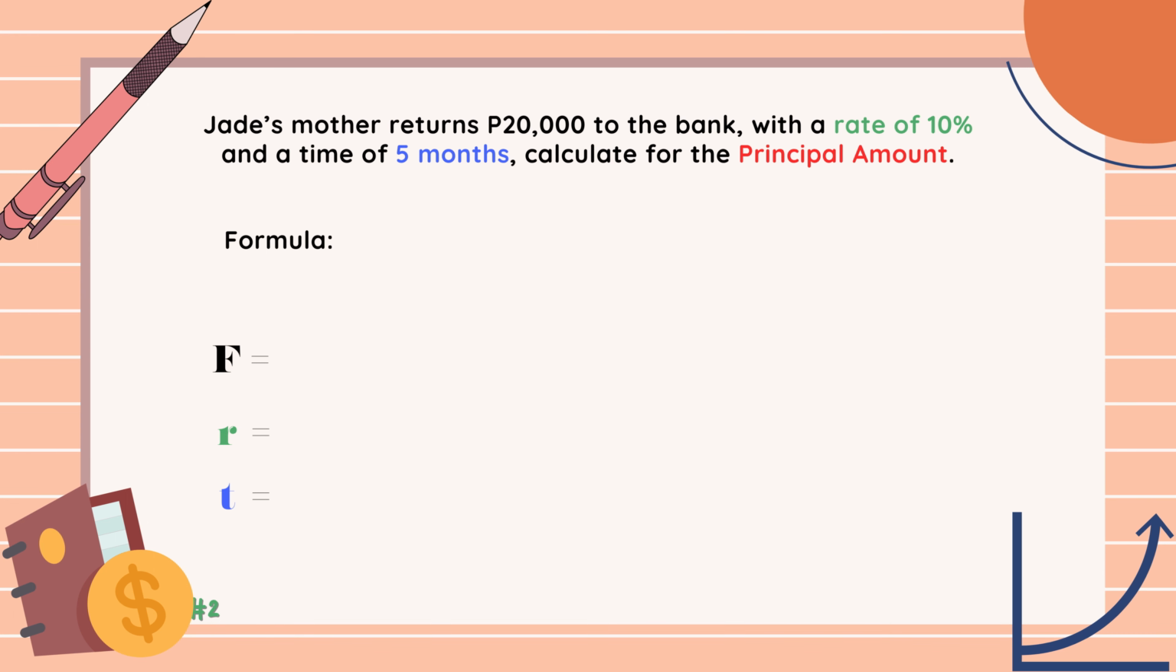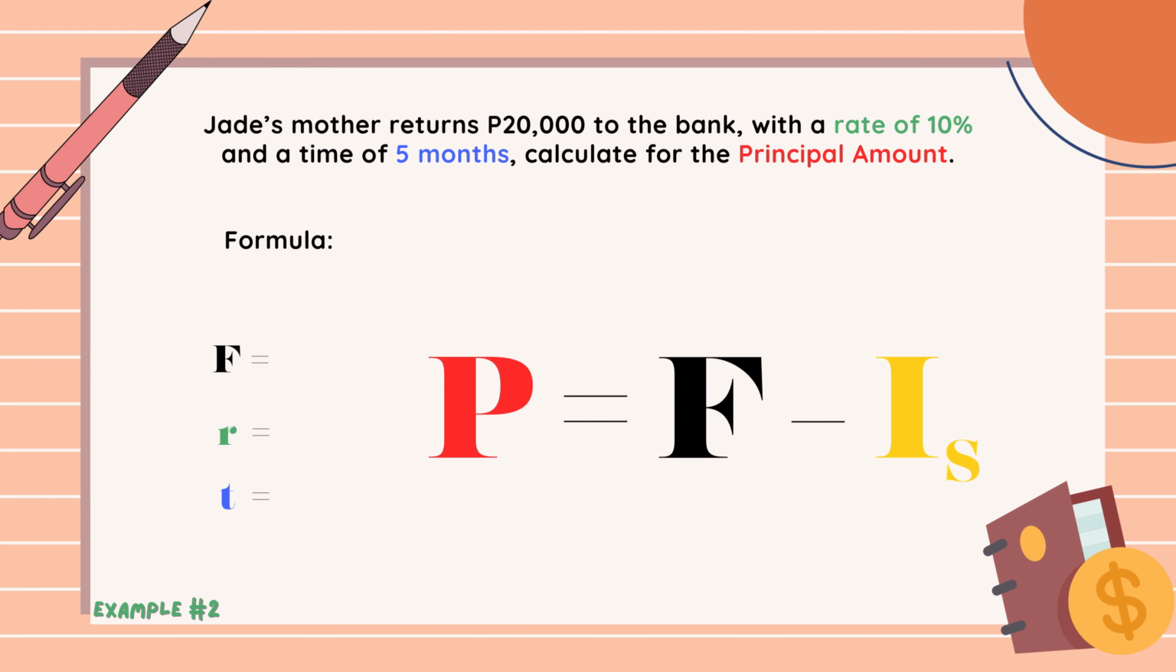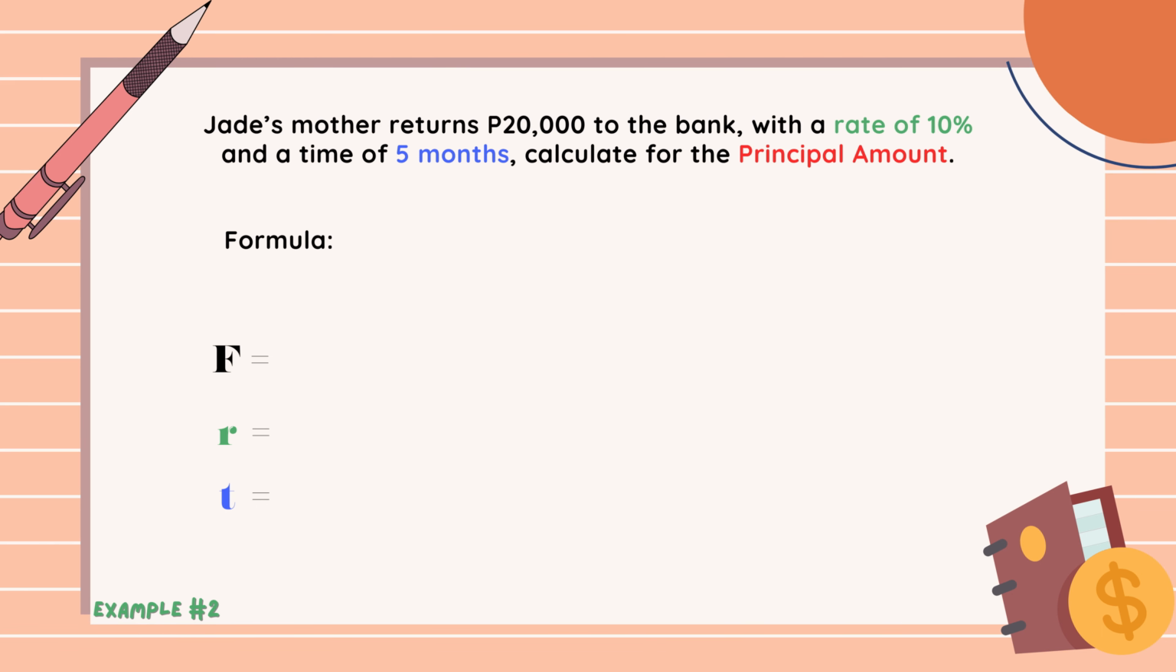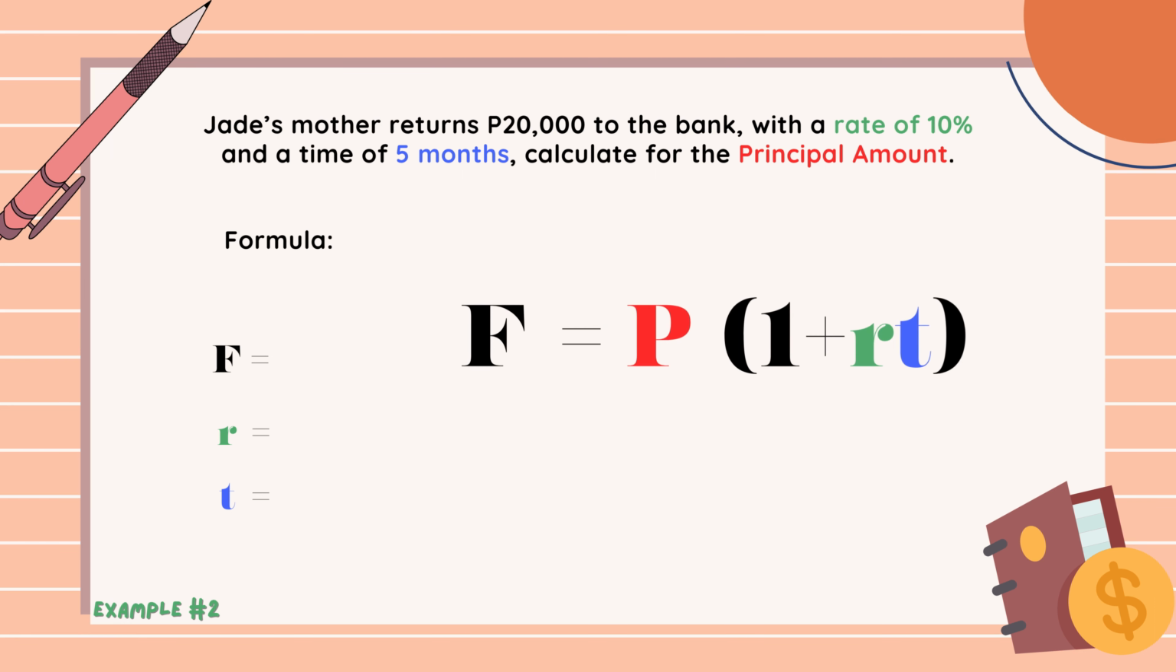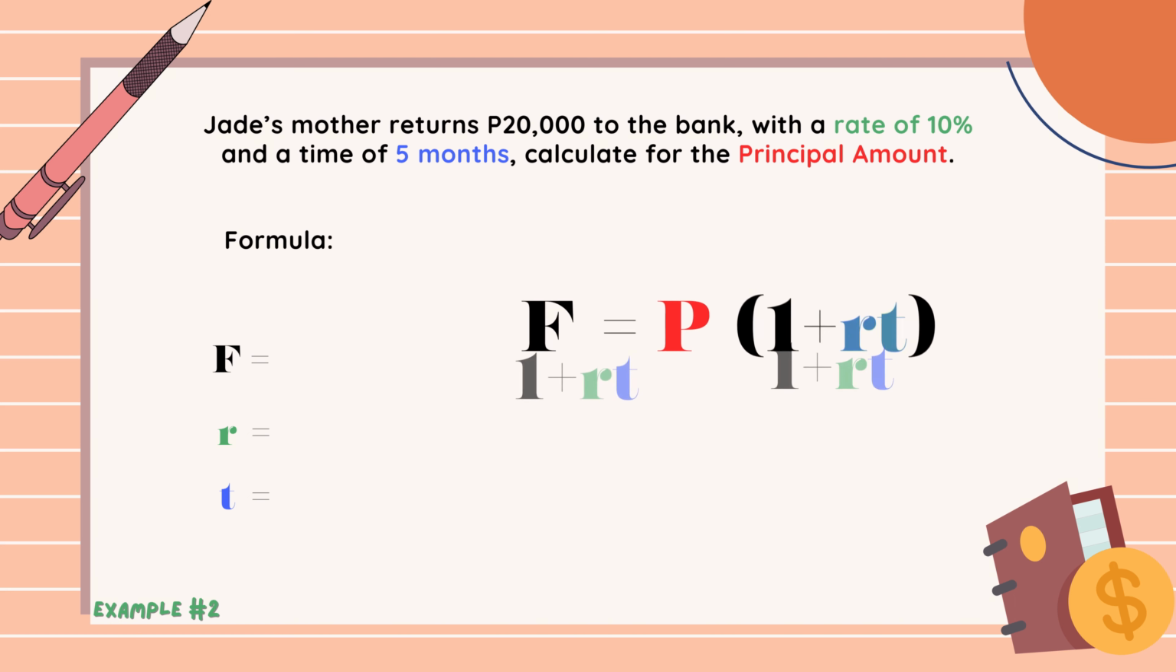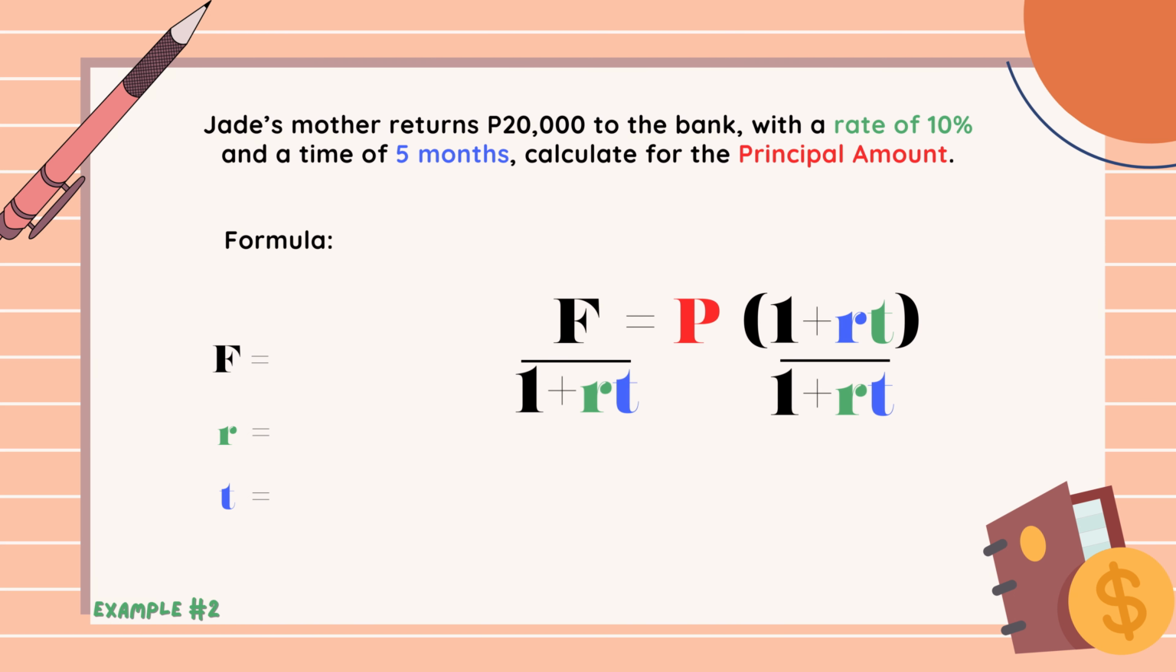In order to calculate the principal value, we must subtract the simple interest from the future value, but since we don't have a value for the simple interest, we may use the formula for the future value and derive our formula from there. Our formula for future value is F = P(1 + RT). By dividing both sides by 1 + RT, we get the formula P = F / (1 + RT).